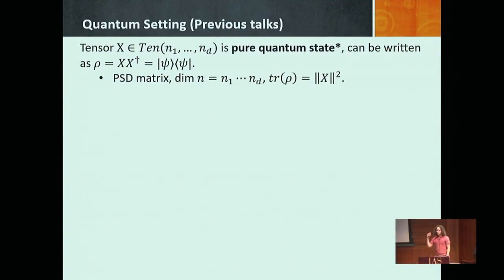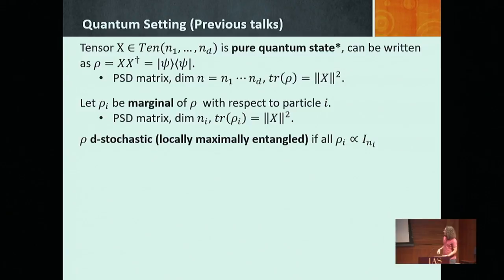So the dual problem, I'm just going to recap again. Sorry for the long recap from Michael's talk and Ankit's talk. If I give you a tensor, I'm just going to say any tensor is a pure quantum state. But in this case, I'm not normalizing, so that's why the asterisk. And you can write it as X X transpose, a rank 1 PSD matrix. So we know that the dimension is the product of these dimensions, and the trace is the norm of X. And like Michael explained, let rho_i be the marginal of this PSD matrix rho with respect to the particle i. We say that rho is d-stochastic, or locally maximally entangled, if all of the rho_i's are proportional to the identity.